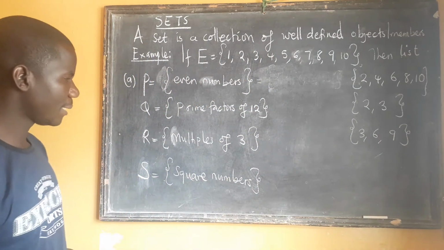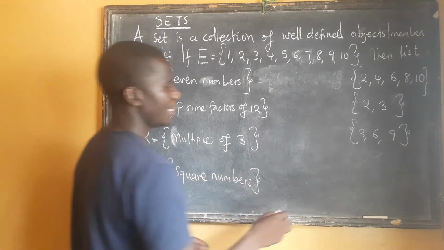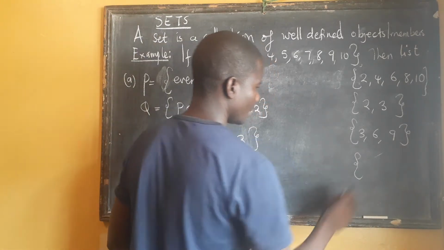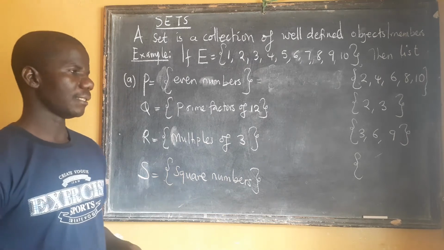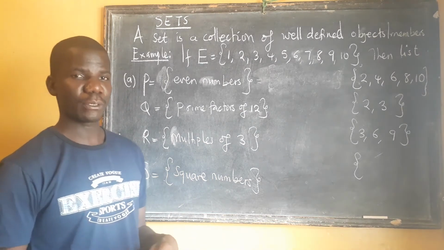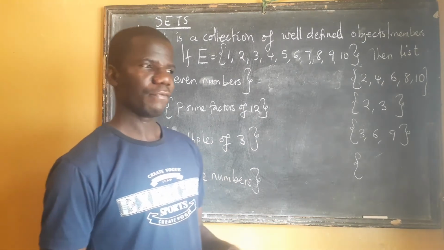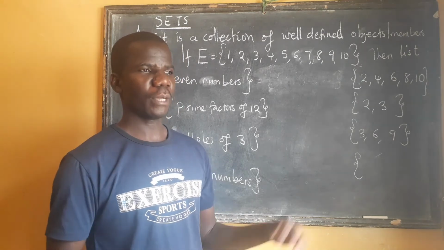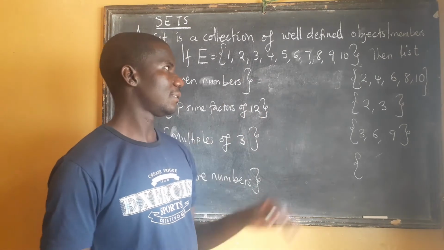That is very important there. Then the last one, the square numbers. Those are numbers that have got a square root. The perfect square numbers, those are numbers that have got a square root from this list.